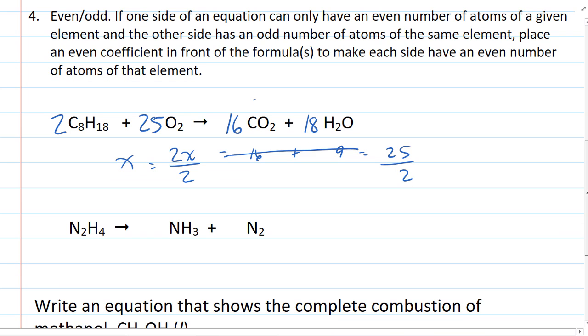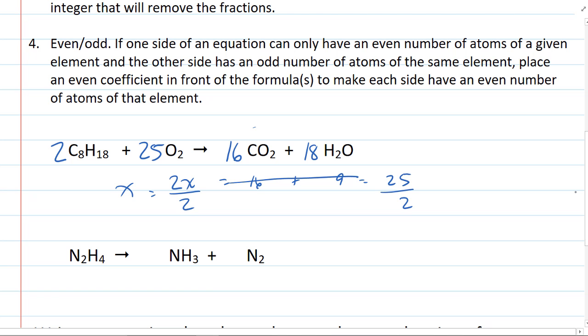Okay, then our next one, we have N2H4 breaking down to yield NH3 plus N2. If we were to balance this, the simplest formula is going to be which one? N2. So that means we'll balance the nitrogens last. If we're going to balance the nitrogen last, that means we balance the hydrogen. So if we balance the hydrogen, how many on this side? 4. On this side we have 3.